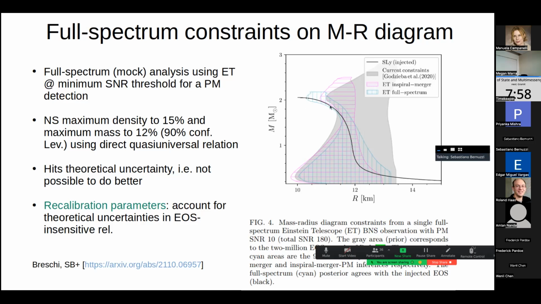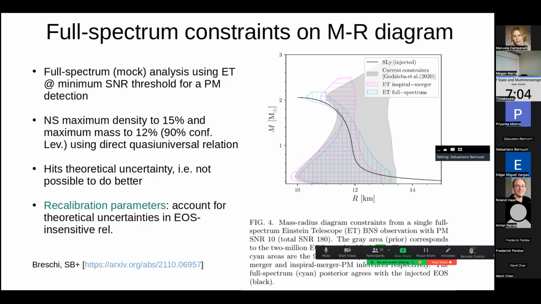So what we found out through this analysis is that with just one detection at the minimum SNR, you can constrain the maximum density of the relative TOV, and the maximum mass of that sequence of TOV, to 10%, just using the quasi-universal relations that are built in the model. And the interesting thing is that this 10% is kind of the equivalent of the uncertainty in the universal relation from which the model is built. So basically, you cannot do better than that. You do need to use a universal relation, but you cannot do better than that. So just one observation would give you this.